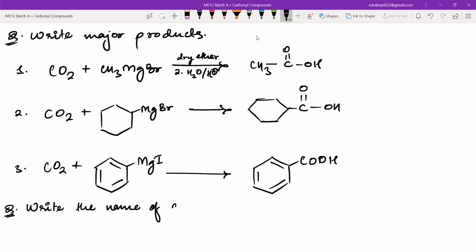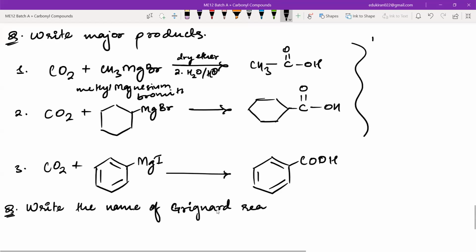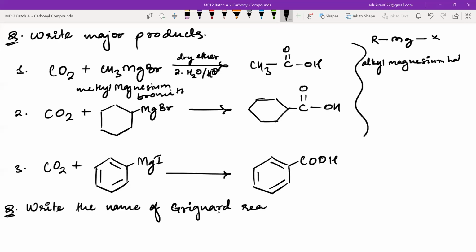Write the name of the Grignard reagent. This Grignard reagent is methyl magnesium bromide. This will be cyclohexyl magnesium bromide. This will be phenyl magnesium iodide. So how do we write the name? We have R, Mg, and X. R is written as alkyl, and Mg is written as magnesium halide. This is how you write the name.